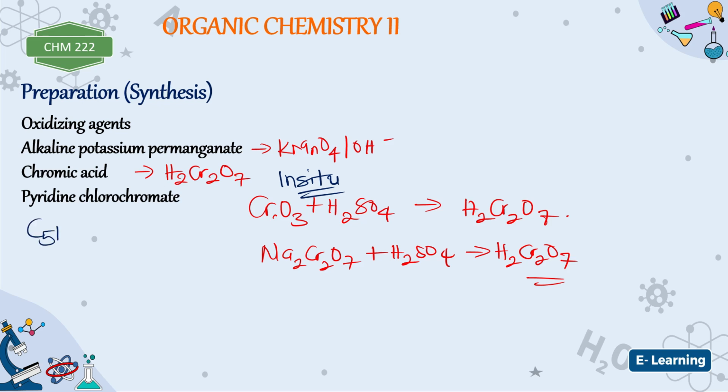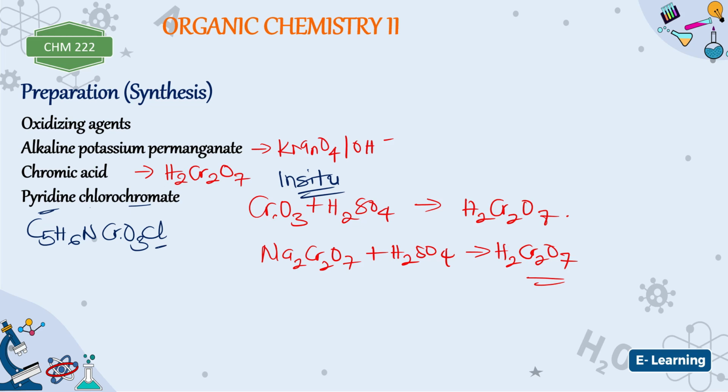All right, another oxidizing agent is pyridinium chlorochromate. Pyridine is C5H5N, chromate is CrO3, and then chloro. So this is the structure of pyridinium chlorochromate in dichloromethane as solvent. Is that okay? So they may say list some oxidizing agents used in organic chemical reactions. You can say alkaline potassium permanganate, that is potassium permanganate in a base, the chromic acid, and pyridinium chlorochromate in dichloromethane solvent.